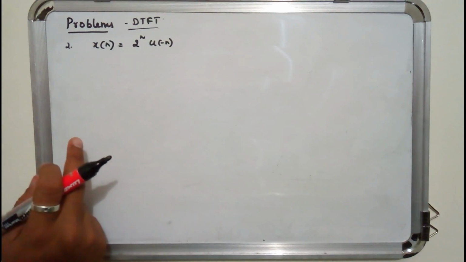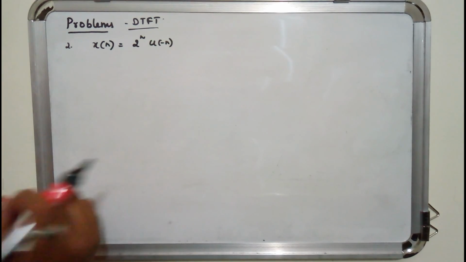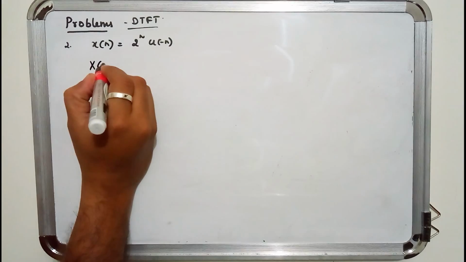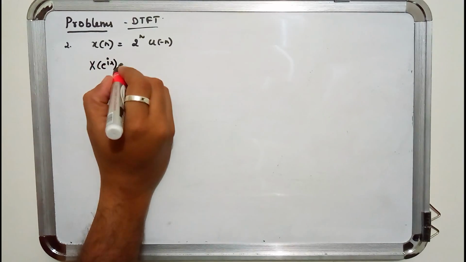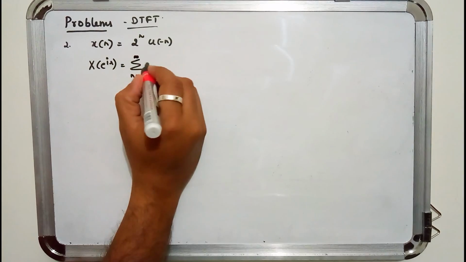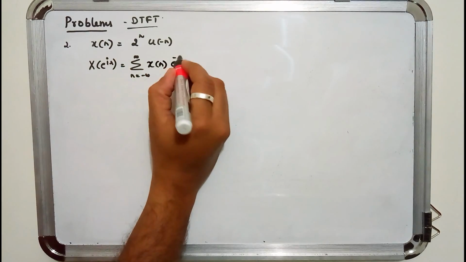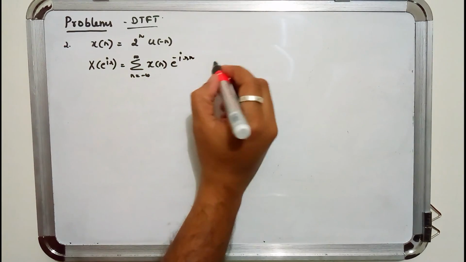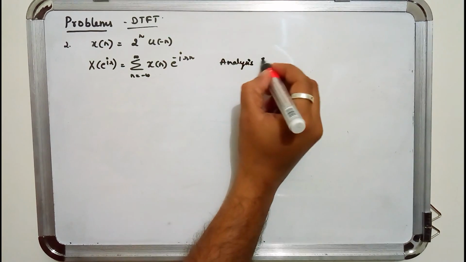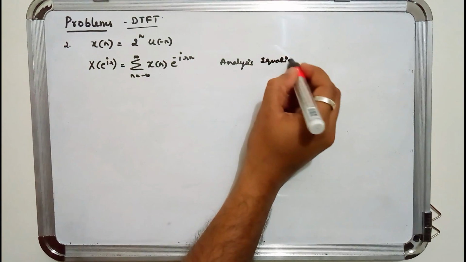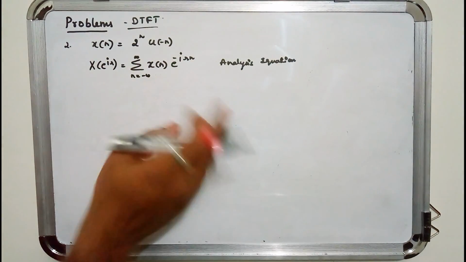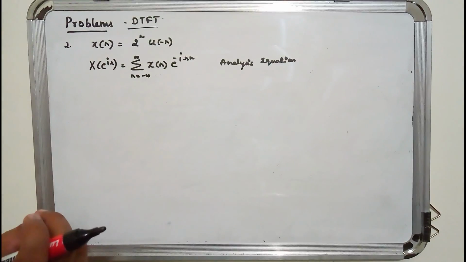So in this problem, you are given x of n is equal to 2 power n u of minus n. Now we have the direct DTFT equation, x of e power j omega is equal to summation n is equal to minus infinity to infinity x of n e power minus j omega n. This equation is called the analysis equation, which we have discussed in the very first introduction to DTFT. If you want to know more about it, you can refer to my previous videos.